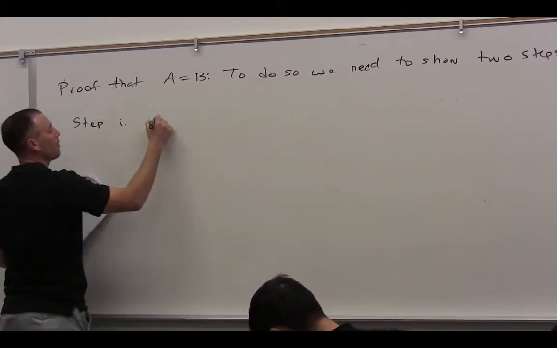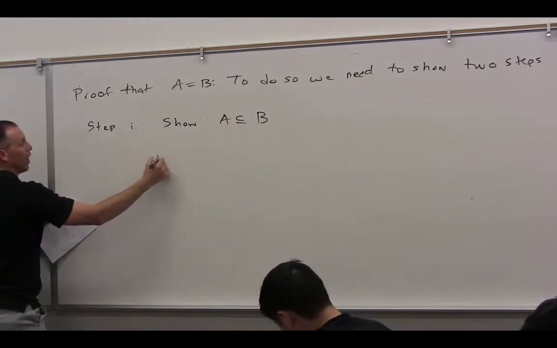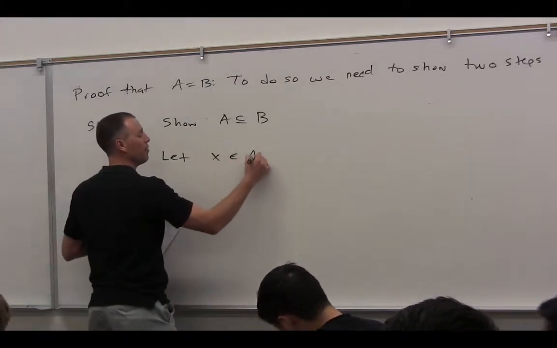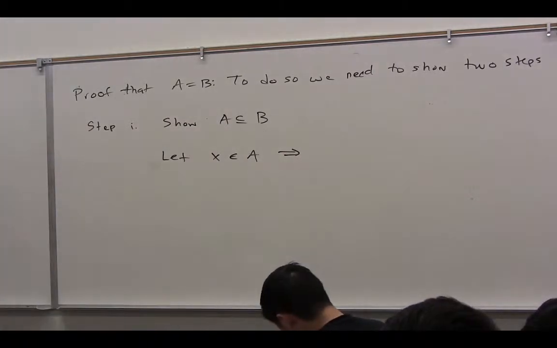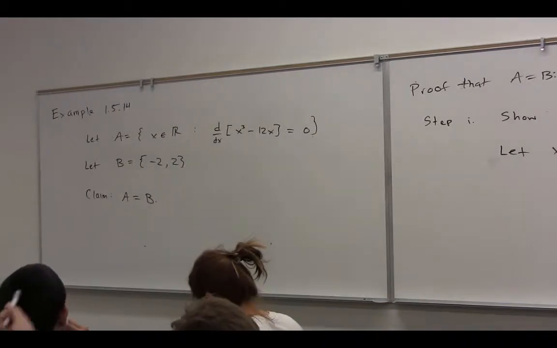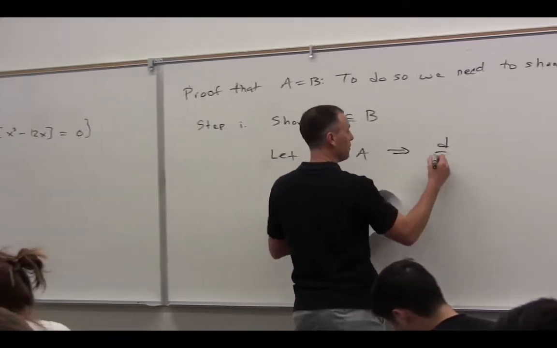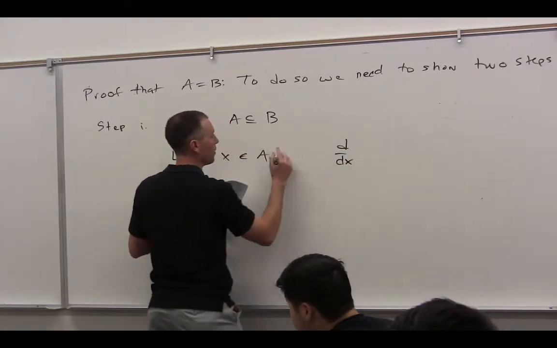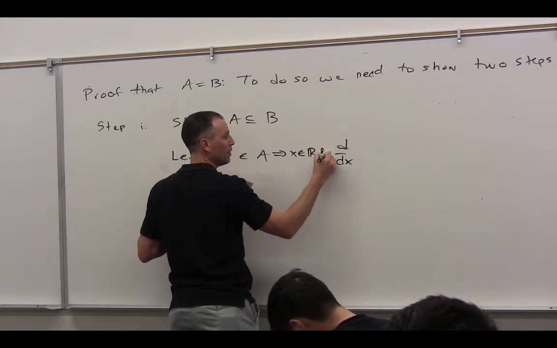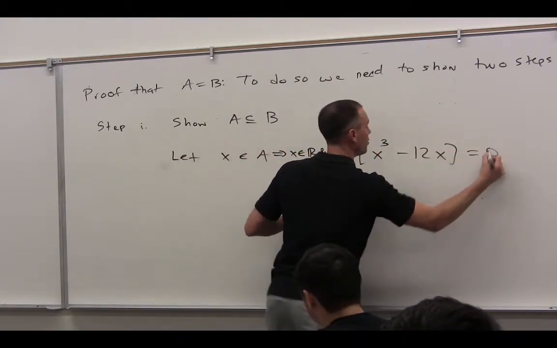Step 1, show A is a subset of B. Okay, how do I do that? Let x be an element of A. What does that immediately imply by the proposition that defines that set in set builder notation? So now it shows that x is in R and the derivative of x cubed minus 12x equals 0.